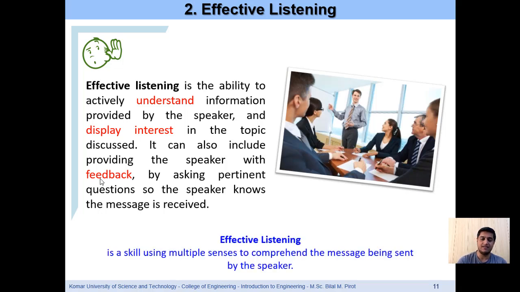Effective listening is a skill using multiple senses to comprehend the message being sent by the speaker. While you are listening to someone, you are using multiple senses. You are using different techniques to receive the message. Your eye contact, taking notice, and listening effectively. So those techniques are very important for effective listening.